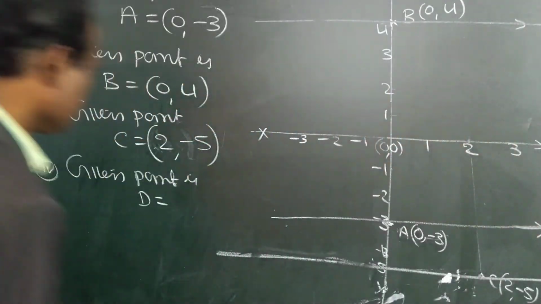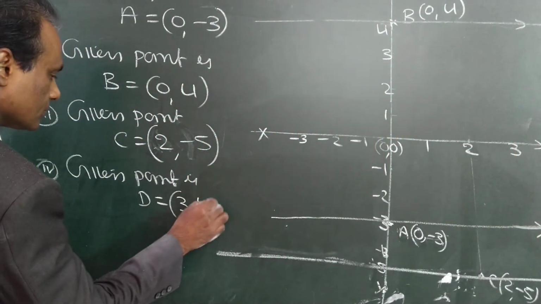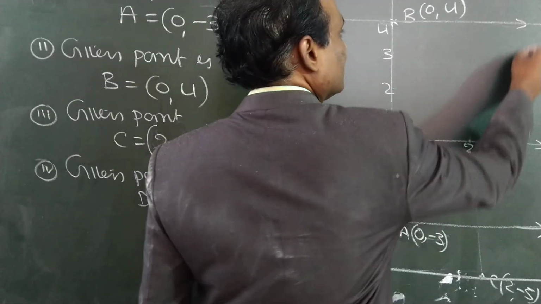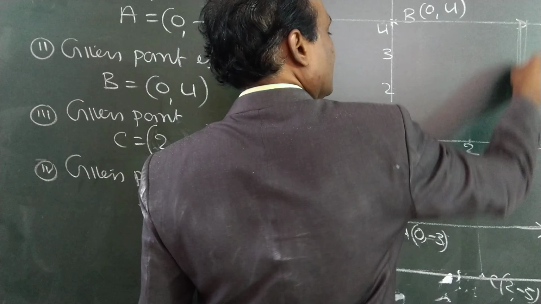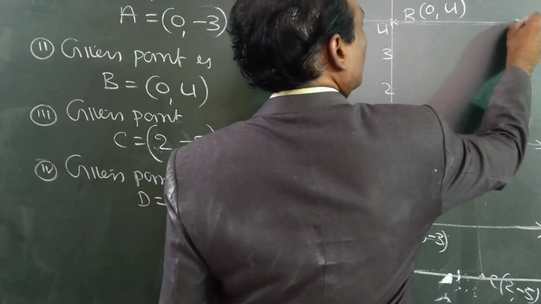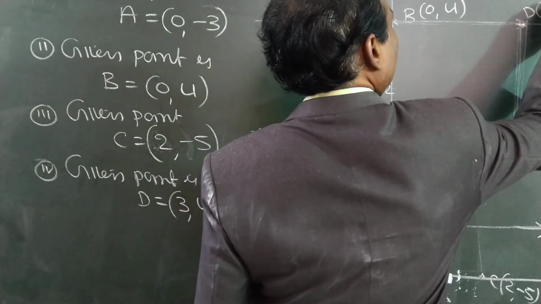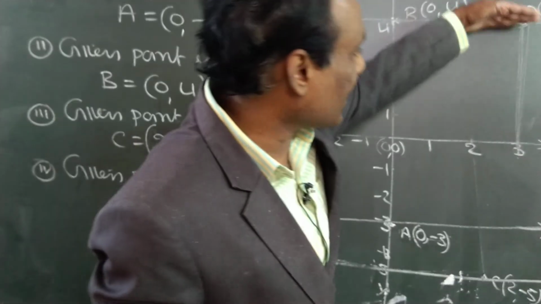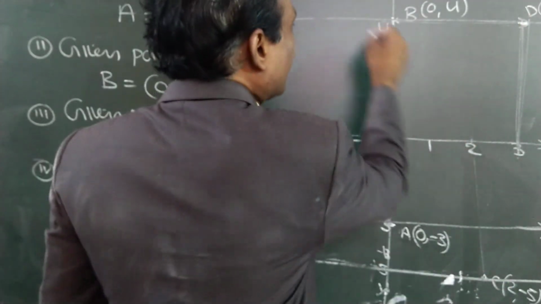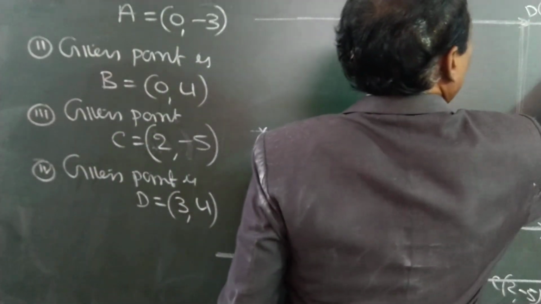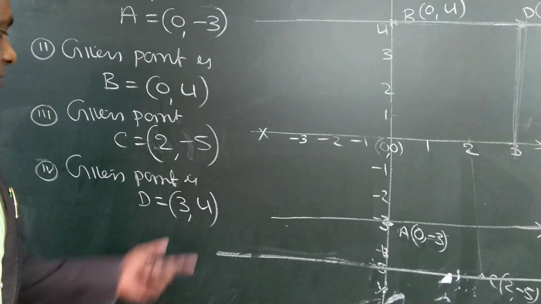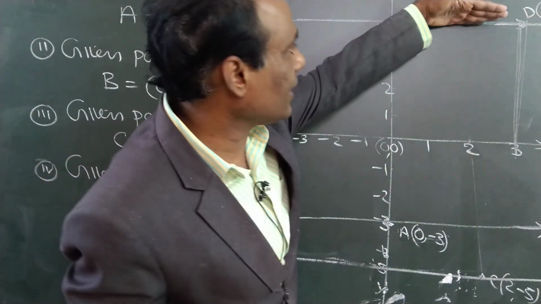3 comma 4. X value 3, y value 4. From that point, draw the line parallel to the x-axis. Same here, you will get this line again. 3 comma 4, draw the line parallel to the x-axis.